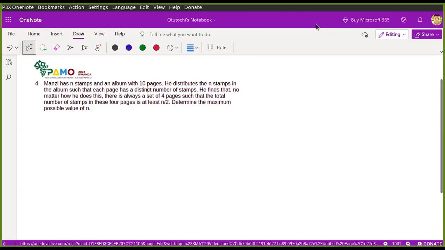So firstly, let's call the number of stamps in the first page n1, the number of stamps in the second page n2, we have n3 and n4 all the way to n10. So n stamps are distributed in total. Consequently, we'll have that the sum from n1 to n10 is equal to n.